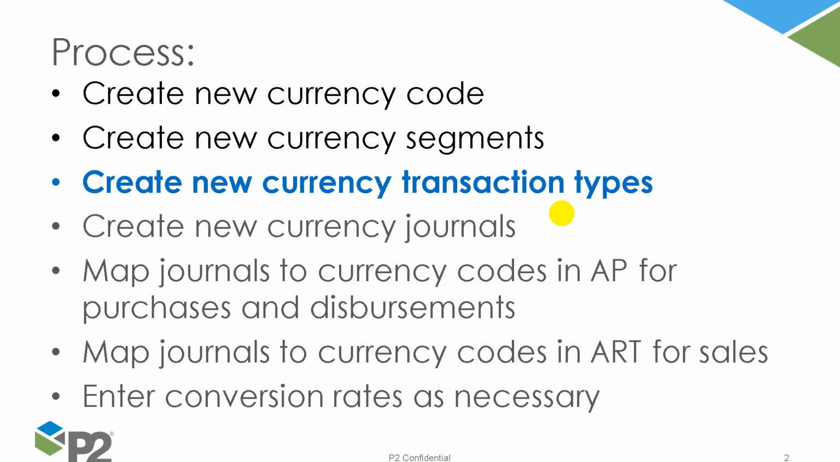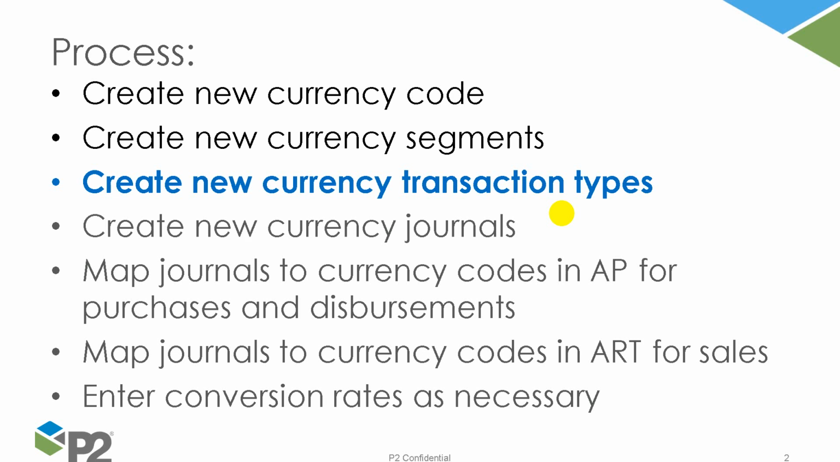In this video, we will see the third step to create a new transactional currency. The third step entails creating new currency transaction types. Transaction types are the means by which, or basically a parameter that we have to configure so that we can associate journals to segments. That way, when we post journals, the segments are updated appropriately.